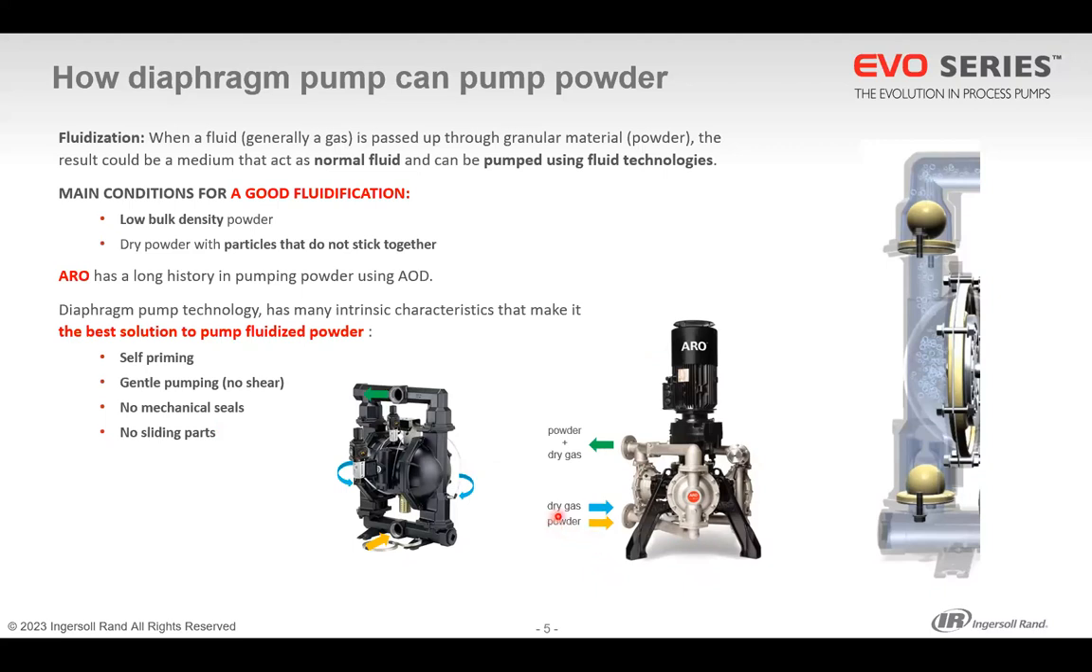When you go to the electric solution, EVO, the idea is very similar. The only difference is that we want to fluidize the powder right at the beginning, at the entrance of the pump, because we don't have the internal fluidizing circuit. So I can show you here a small video to show how a diaphragm pump works.